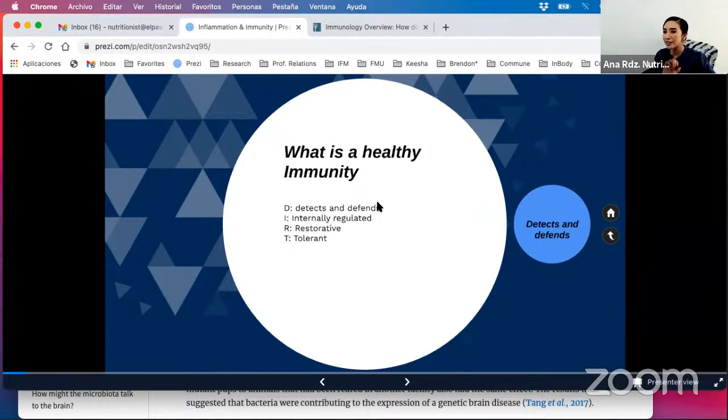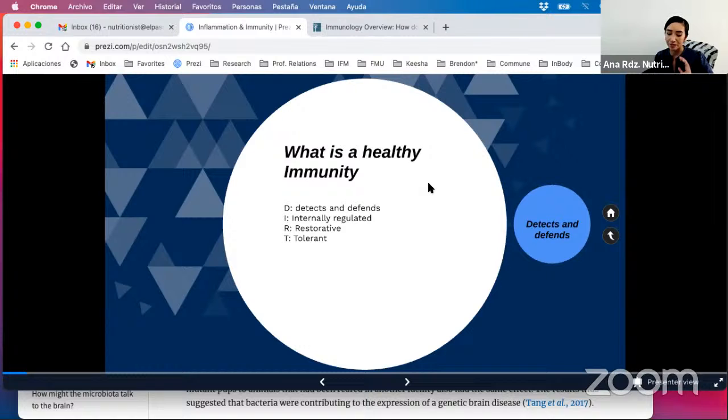Okay, there is this funny looking microbe right there, and I'm just going to keep it at bay. The immune system is detecting the microbe, and that's what it's doing there. The other thing a healthy immunity has to do is be internally regulated. Once it fights this funky looking microbe, it's going to be capable of cleaning up the mess.